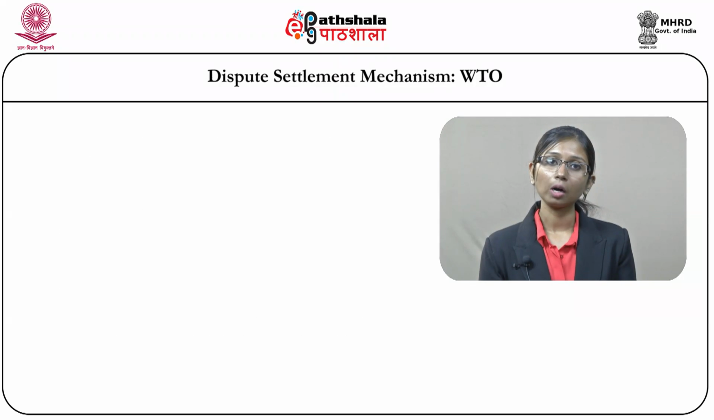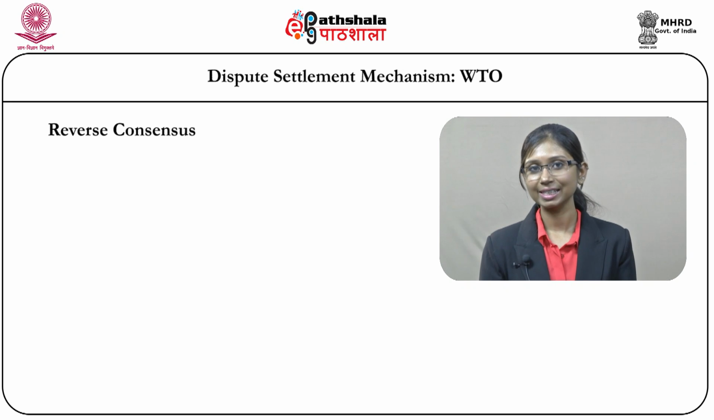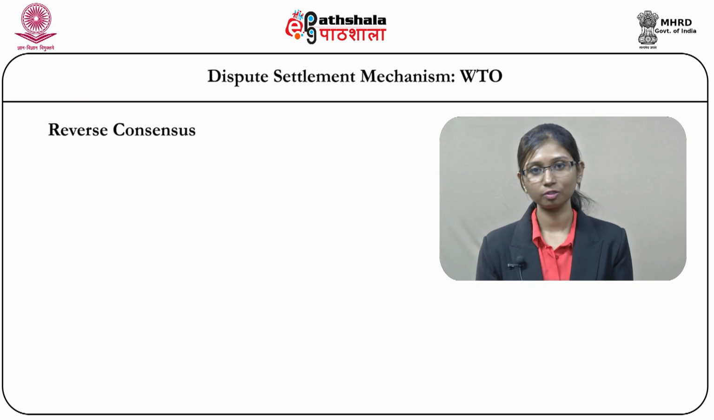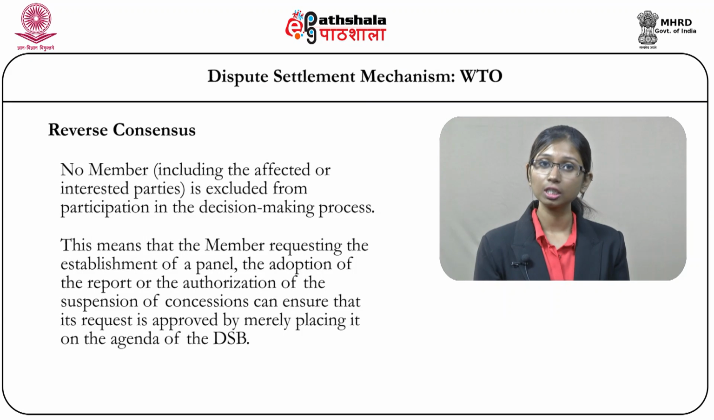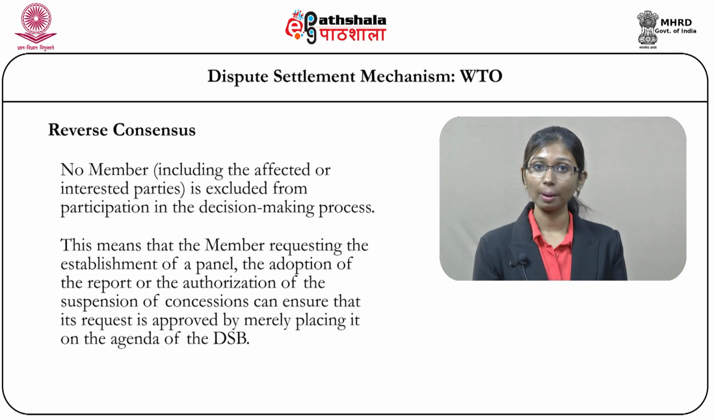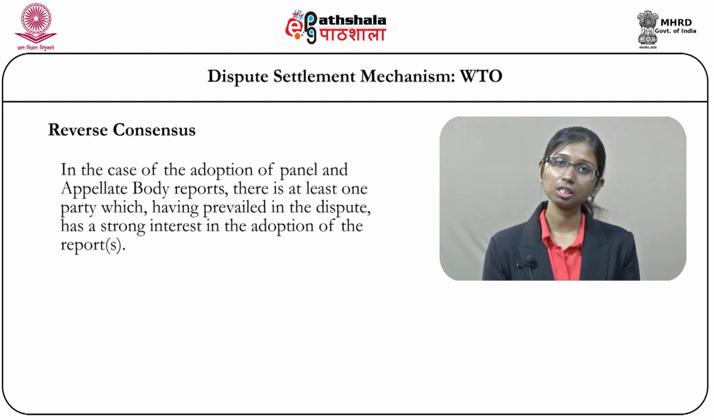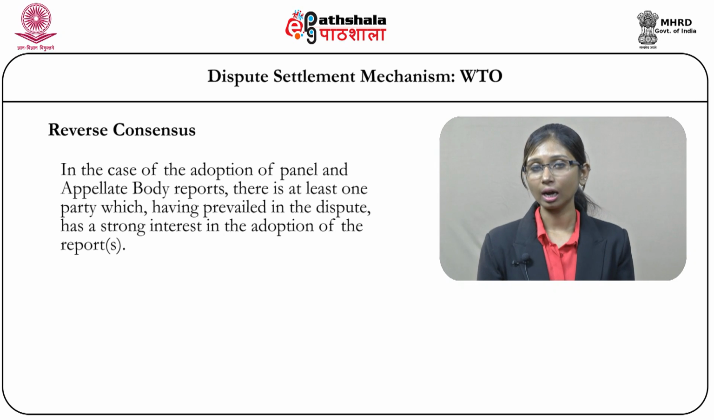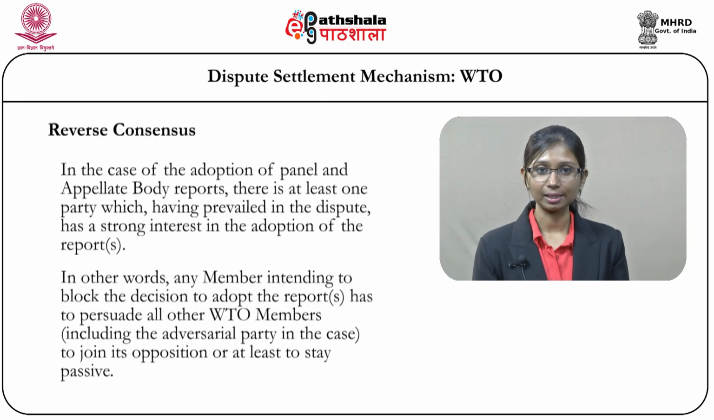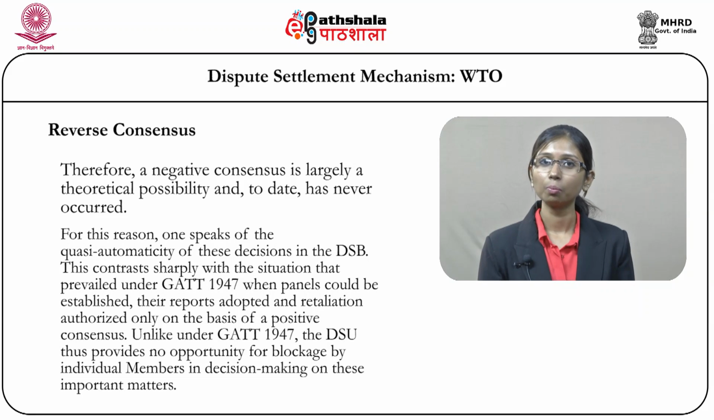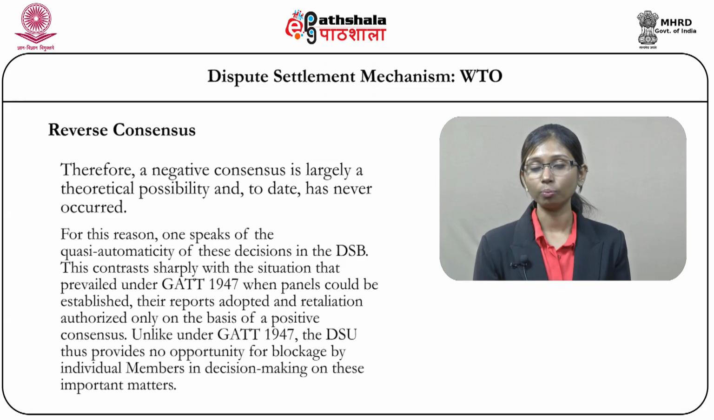Now we move to the interesting aspect of reverse consensus, which I highlighted in the initial part of the discussion. Reverse consensus means nothing but a negative form of consensus, where for a decision to be blocked, every member, including the member that has proposed such a measure, has to say no for it to be blocked. This is in contrast to the earlier GATT era, where a single no by any member could block the entire proceeding or any claim that is presented. Therefore, in order to make the dispute settlement body a more predictable, fair and objective mechanism, the concept of reverse consensus finds its place in the Dispute Settlement Understanding.